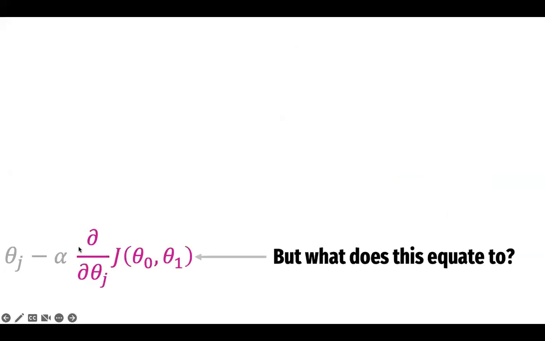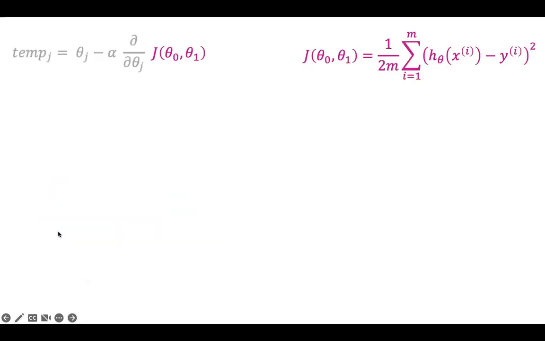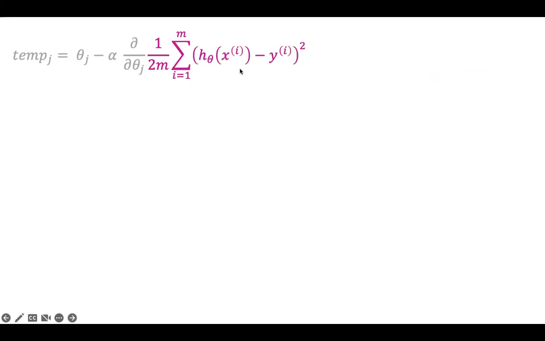Now we already understood what the partial derivative is, right? Assuming that you actually understood it. Now, what does this equate to? What is the partial derivative of the cost function with respect to theta j? We know that the cost function is equivalent to this equation: 1 over 2m times the sum of the squared differences between the actual and the predicted. So we are going to plug that into our equation, and now we have this equation.